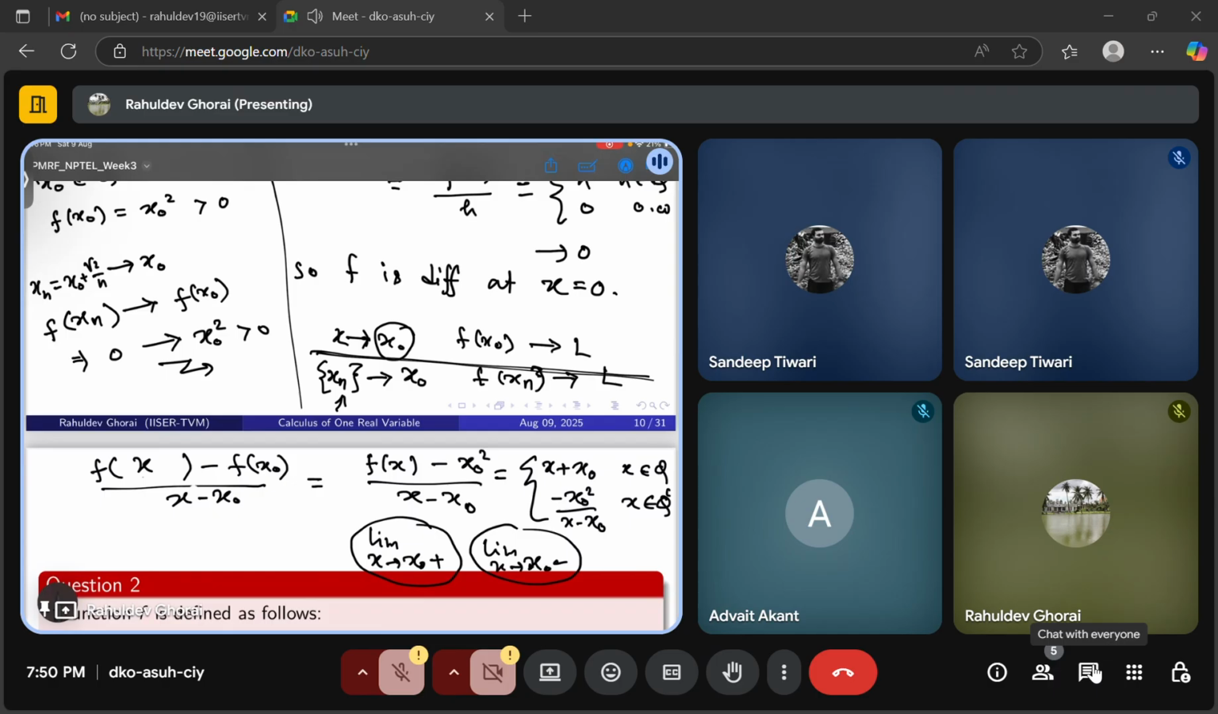You are taking x tends to x naught where x is an irrational number, x belongs to Q complement. That too you can do, because a sequence exists which converges to x naught, whose terms are irrational. Yeah, I mean the concept is okay.